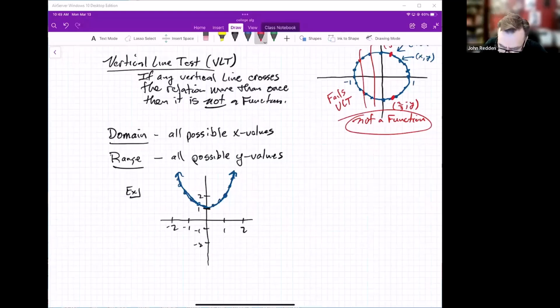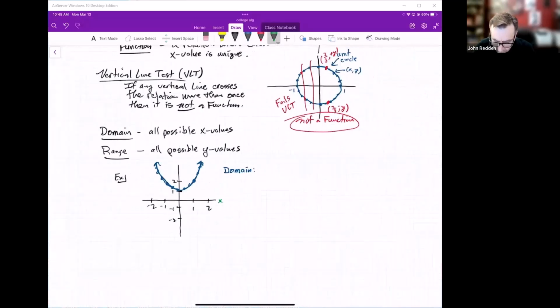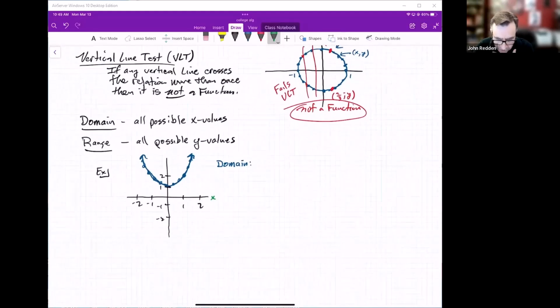All right, and so what we're going to want to do is find the domain. All right, so the domain is all the possible x values. And so this is my x-axis. Oh boy, I think I just zoomed in a weird way. How to get it back to 100% zoom, I do not know. Okay, so let's just say we have this parabola here and we want to calculate the domain.